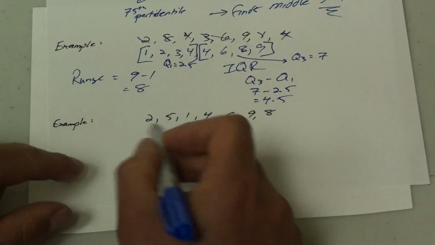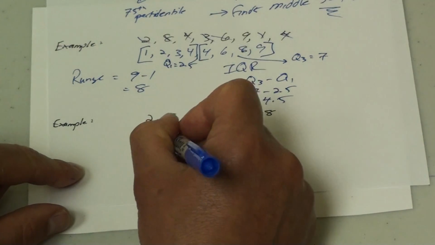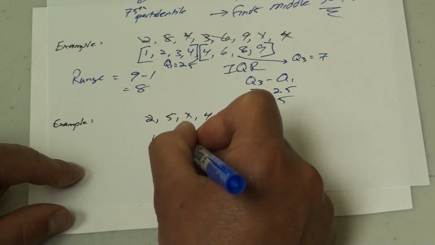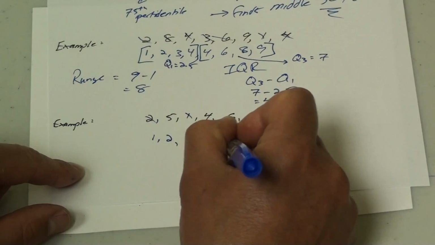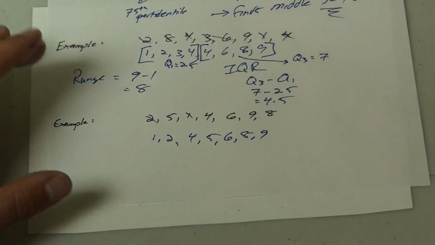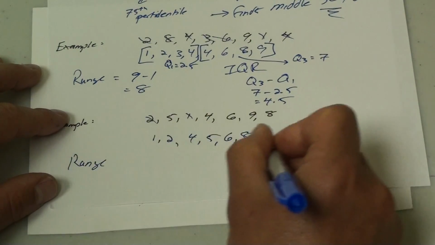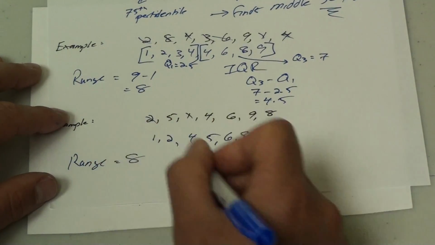Let's do another example. Here I have 7 numbers. Okay, so put them in order. 1, 2, let's see, I got a 4, I got a 5, I got a 6, I got an 8, I got a 9. Okay, so they're in order here. My range, again, 9 minus 1 is going to equal 8.